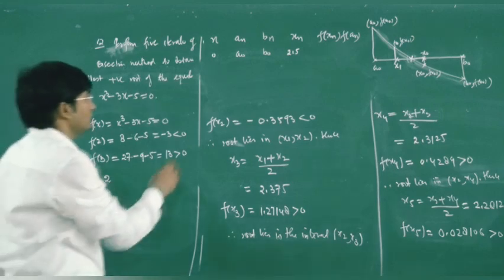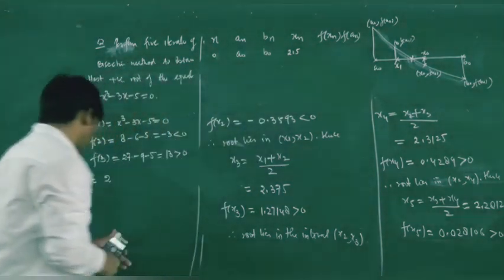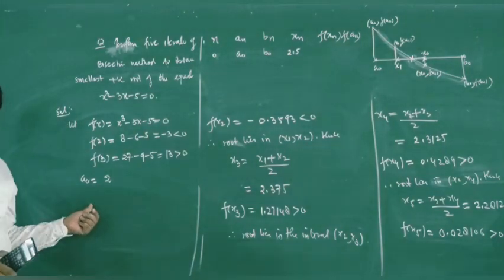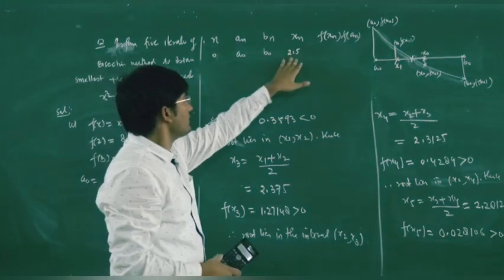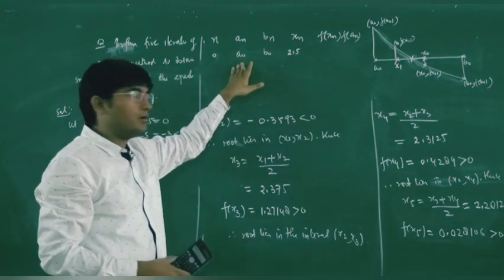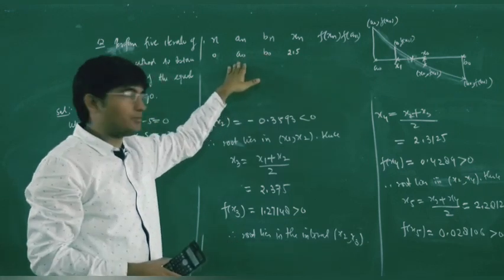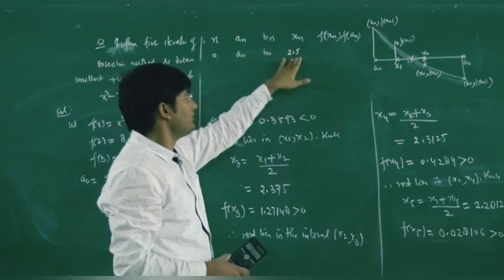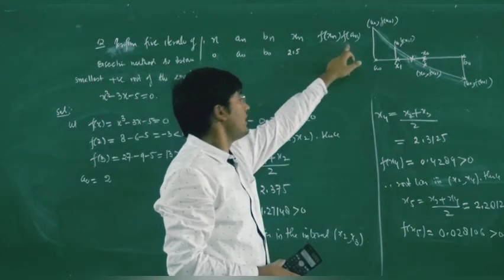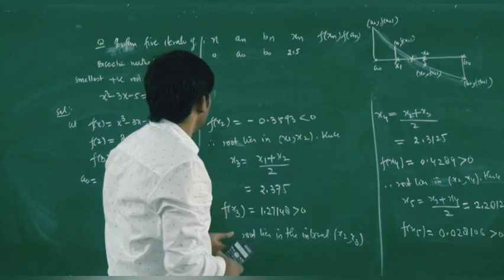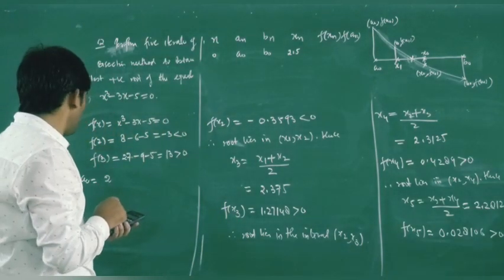Your x1, if you put n equal to x naught, earlier I have used the first iteration as x1. Now if you use the first iteration as x naught, then your x naught will be the average of a naught and b naught. So that will be a naught plus b naught by 2, which is 2.5. Now if you put n equal to 0, then this will be f(x naught) into f(a naught), and let us get the value of the function at 2.5.